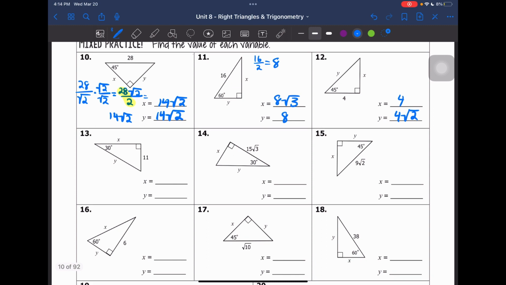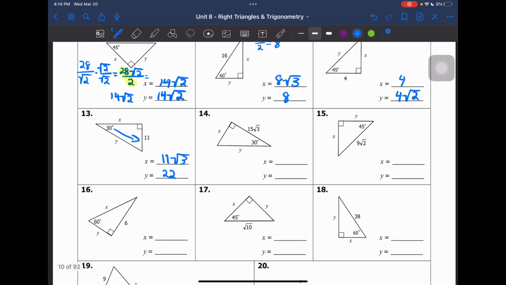All right, let's look at 13. This one is a 30-60-90, and we're given the shorter leg. So this should be pretty easy because I can find the hypotenuse just by doubling that number. So my y is going to be 22. And then I can find the longer leg just by putting a root 3 after the shorter leg. So 11 root 3.